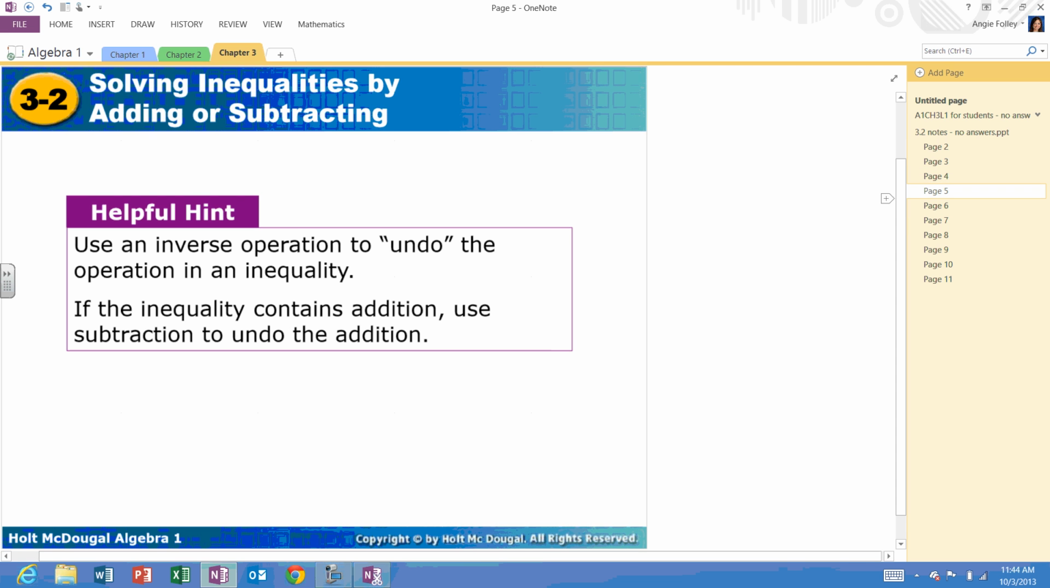Okay, just a helpful hint. Remember that we use inverse operations to undo an operation in an equation, and we're also going to do the same thing for inequalities. If the inequality contains addition, then you're going to use subtraction to undo it, and if it contains subtraction, then we're going to use addition to undo it.